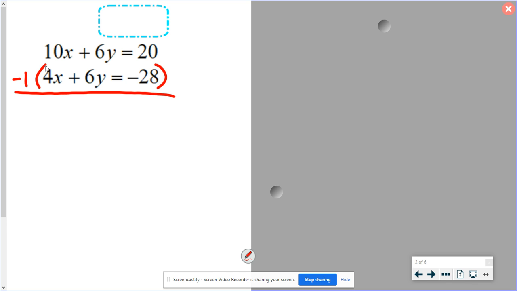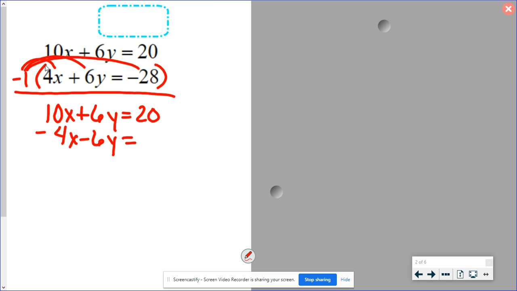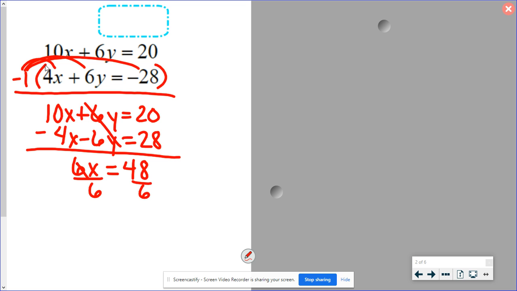So I'm going to distribute a -1. That did not change my top equation at all. Let me rewrite that one. When I distribute this, I'll get a -4x and a -6y, and now that's going to be a positive 28. So my positive 6y and -6y are gone. 10x minus 4x, or plus a -4x, is going to be 6x equals 48. So the x is going to be 8.